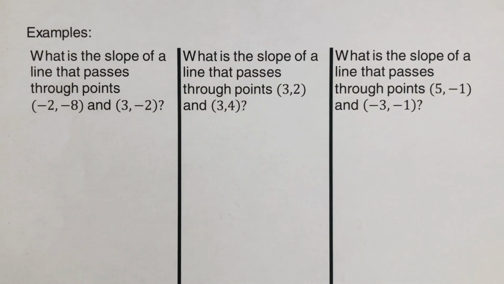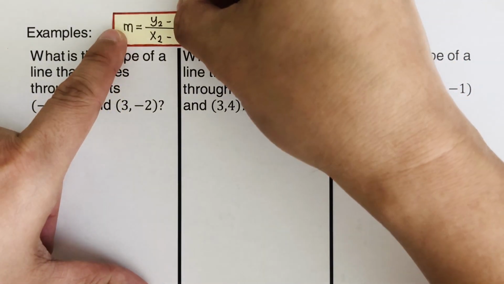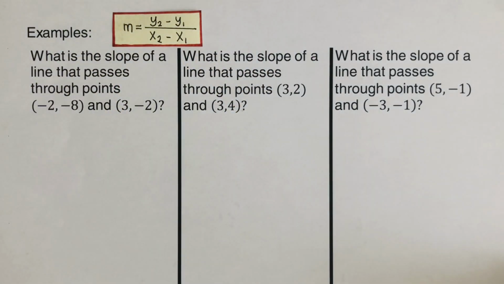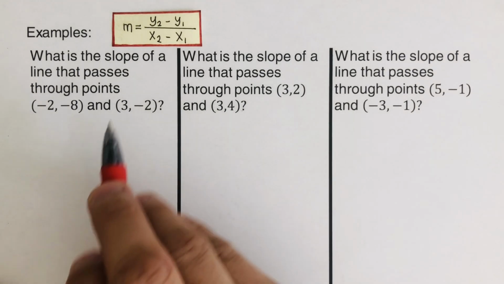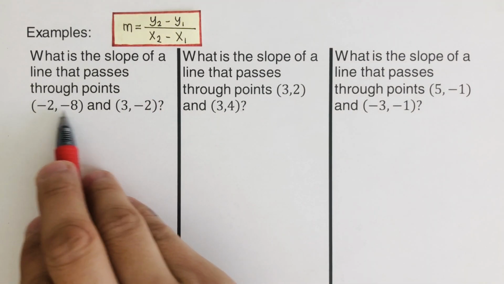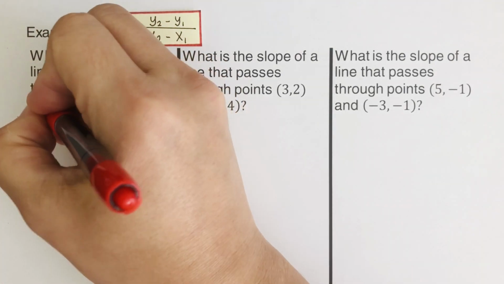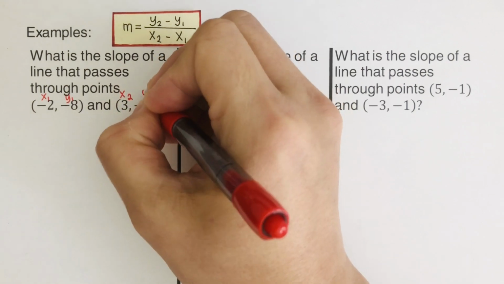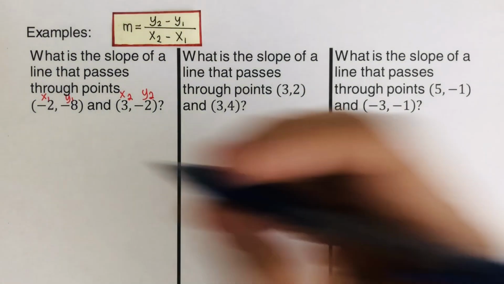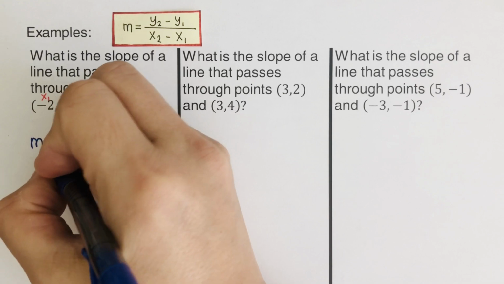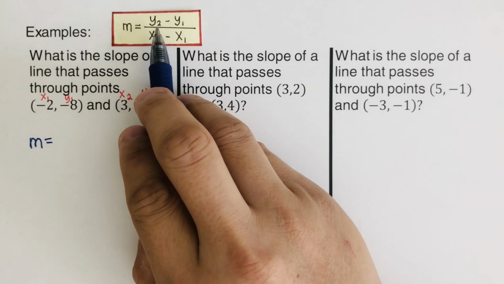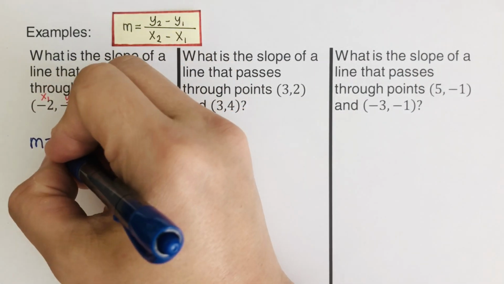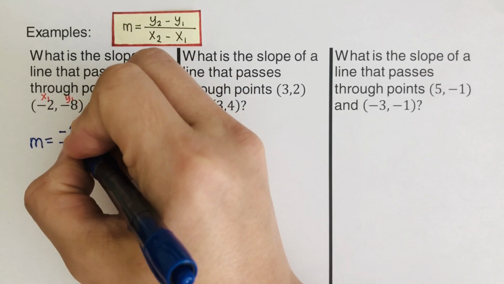Okay, let's go over the problem. Again, first we have this equation to find the slope: y sub 2 minus y sub 1 over x sub 2 minus x sub 1. In the first example, we label the coordinates of the points: x sub 1, y sub 1, x sub 2, y sub 2. From here, we can solve for the slope. m is equal to y sub 2, which is negative 2, so I'm going to write negative 2 here.